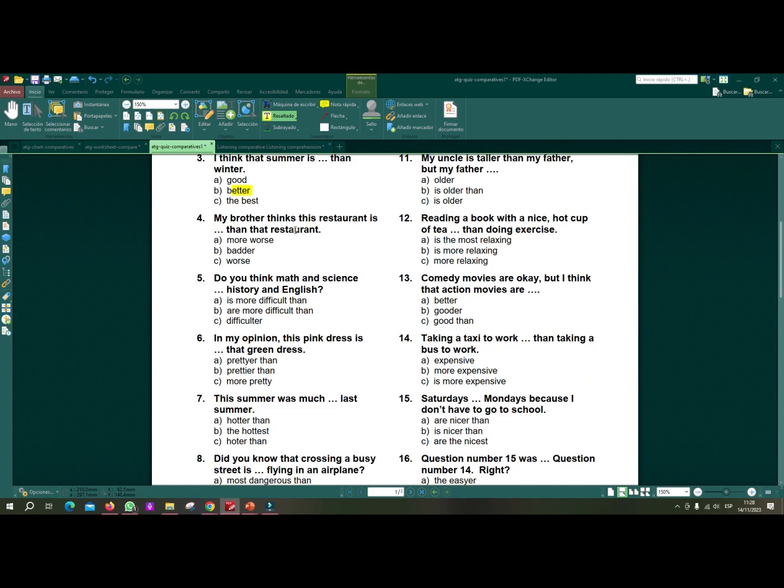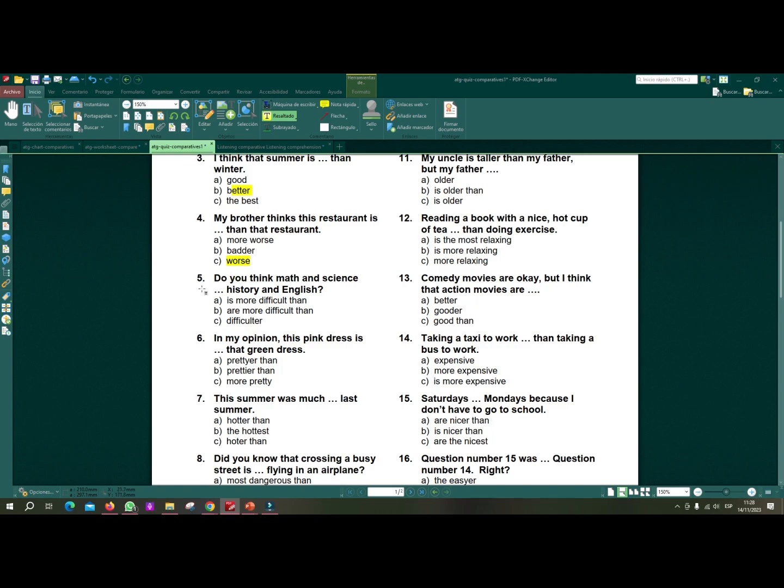So, number 4. My brother thinks this restaurant is than that restaurant. So here you have more, worse, better, or worse. But which could be the answer here? That's an irregular one. Yes? A, more, worse. No, that's letter C. Recuerden que bad es un adjetivo irregular, entonces su forma comparativa va a ser worse.